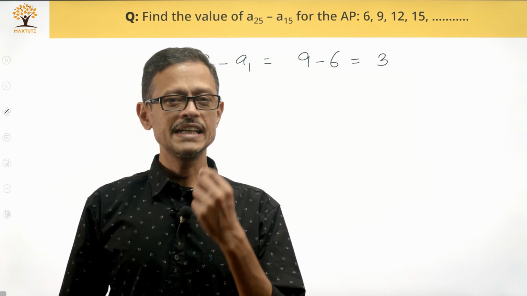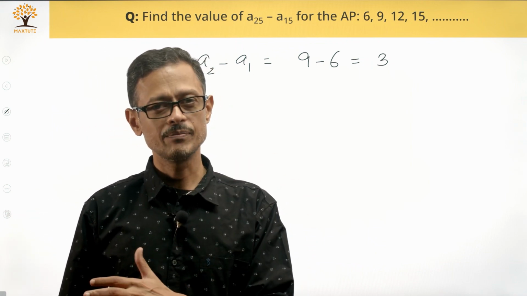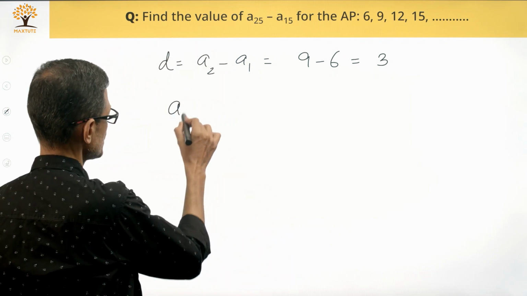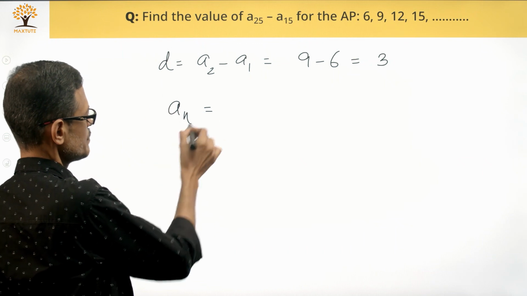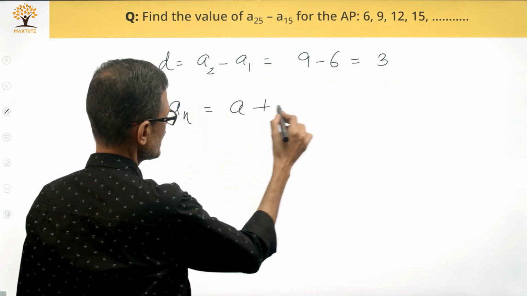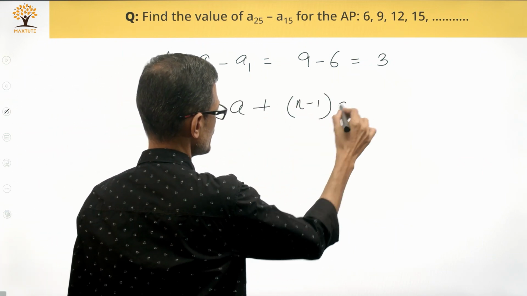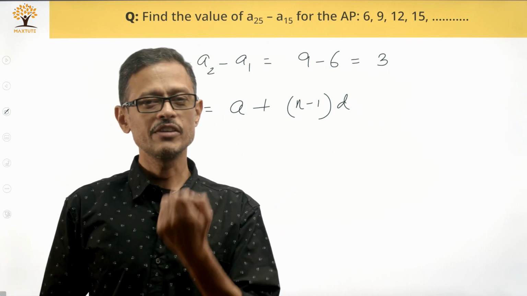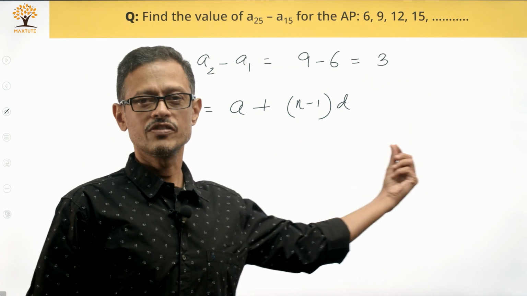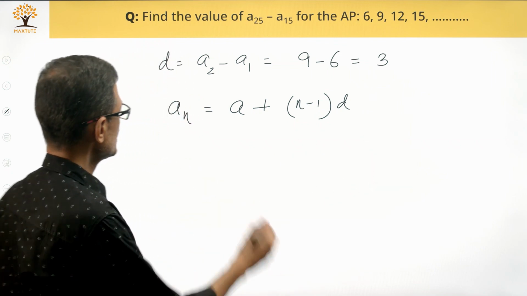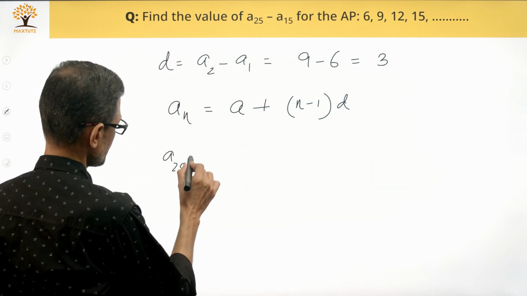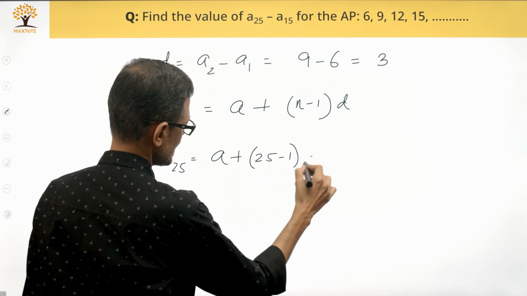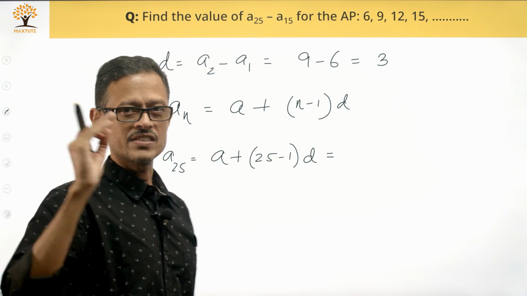What do we have to find out? We need to find out A25 minus A15. What formula are we going to be using? We're going to be using the formula to compute the nth term of an arithmetic progression. The nth term, an, is equal to the first term a plus n minus 1 times the common difference. That is the formula to find out the nth term. Let's write A25 and A15 in terms of the first term and this common difference. So the 25th term, A25, will be equal to a plus 25 minus 1 times the common difference. Let's write the common difference right now as d.